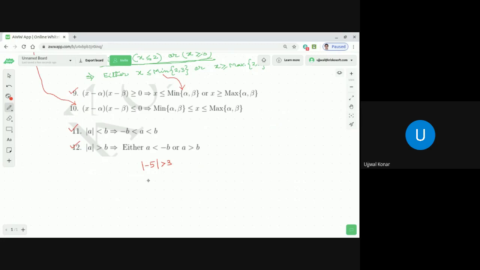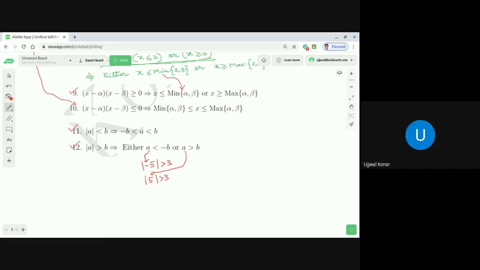Correct or not? Yes. And you see that mod of 5 is also greater than 3. When mod of minus 5 is greater than 3, then this property is coming into the picture. When you see that mod of 5 is greater than 3, then this property is coming into the picture. Correct or not? Clear? Yes. Similarly, mod of A less than B implies that A is in between minus B and B. Correct?